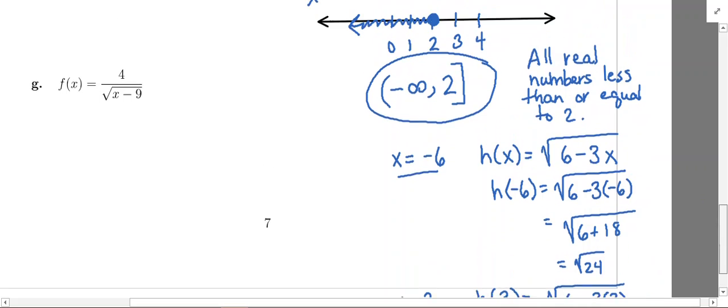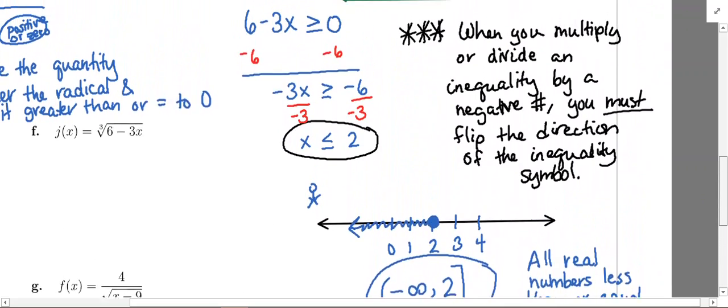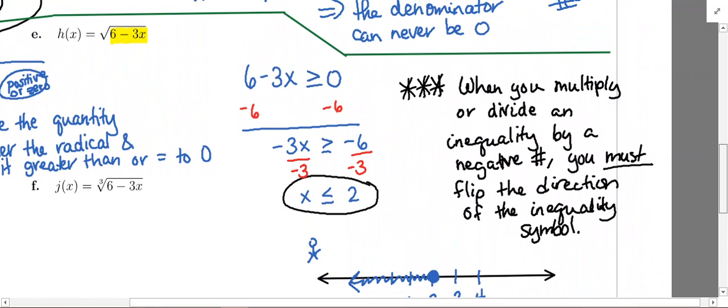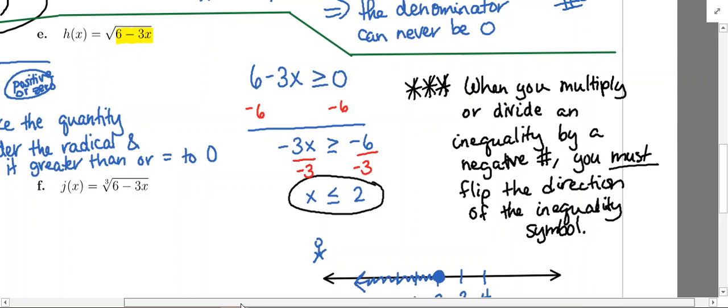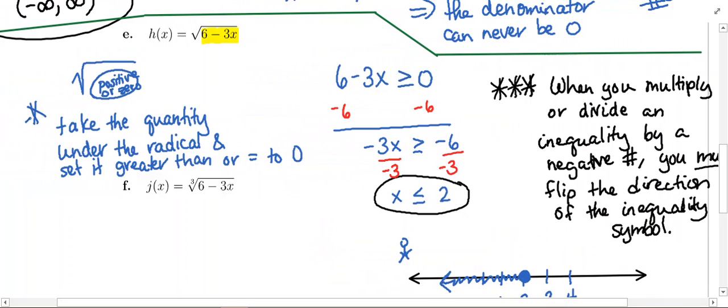Okay, so the takeaway here for part E should be, how do I find the domain of a square root function? Again, here's the key. You want to take the quantity underneath the square root and set it greater than or equal to 0. Solve, and that is your domain.